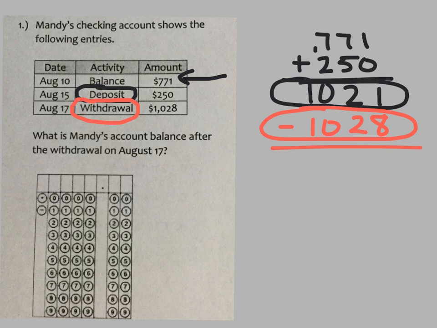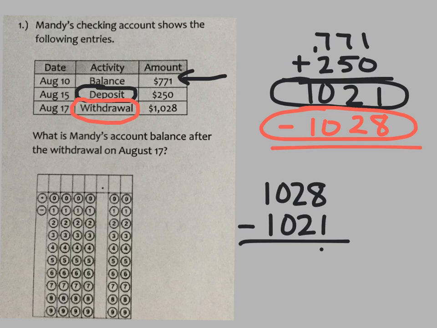1,028. And when we're combining, whether that's adding or subtracting, two integers with opposite signs, we subtract the smaller number from the larger number. And we keep the sign of the larger number. And in this case, since 1,028 was negative, our solution is -7. Her bank balance is -$7.